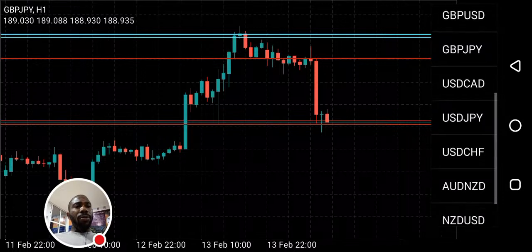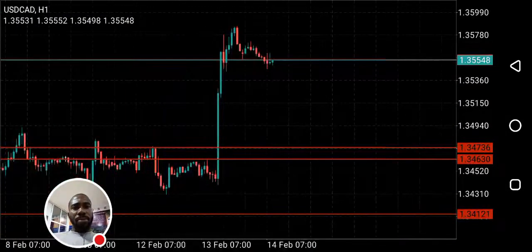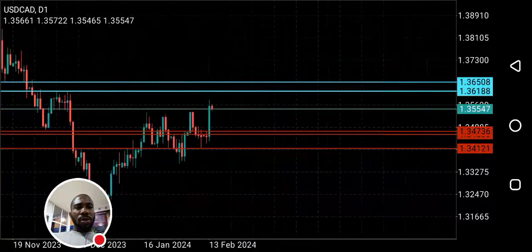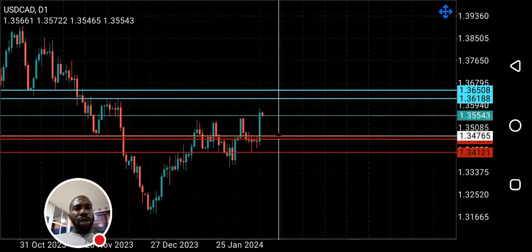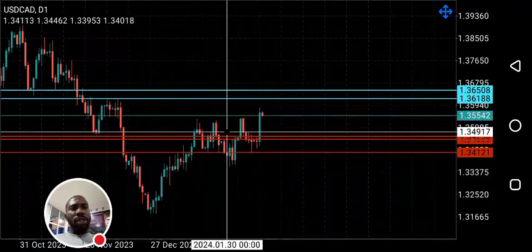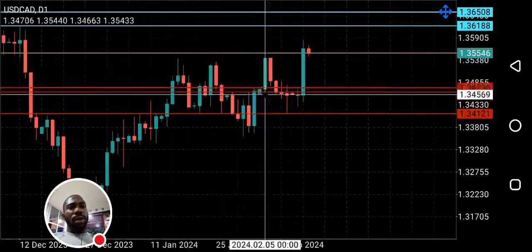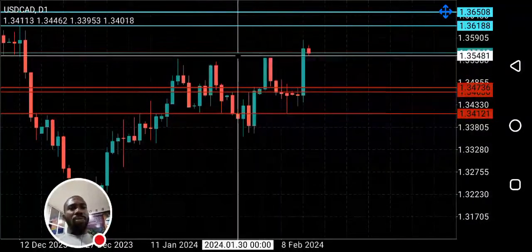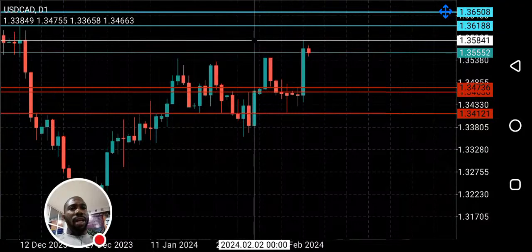Which other pair? Okay, let's look at USD CAD. My bias on USD CAD is bearish. Let's start with the daily. I think the move we saw yesterday was to clear liquidity. This bullish move we saw yesterday was to clear liquidity at this previous high, and I believe they have achieved that.